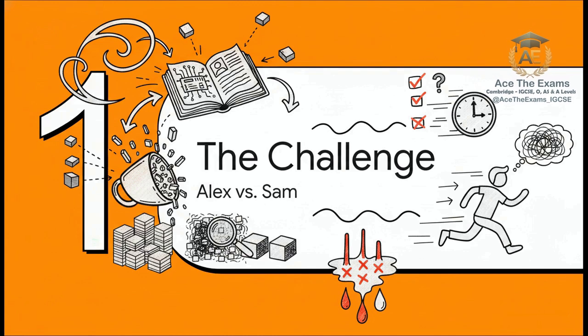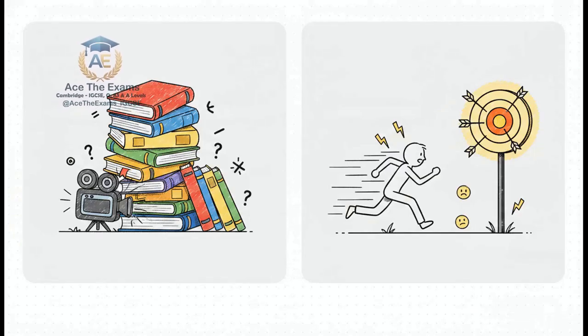Then we have Sam. Sam is the speeder. Sam rushes through the paper, panics the second a complex scenario pops up, and completely misses what the command word is actually asking for. They're both working incredibly hard, but they are both bleeding marks. Let's actually compare their answers.